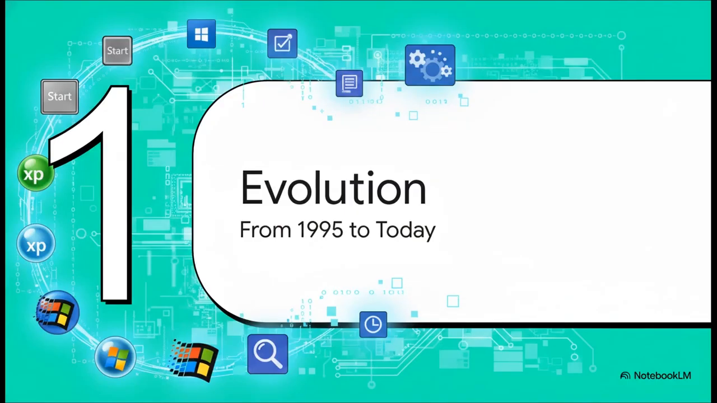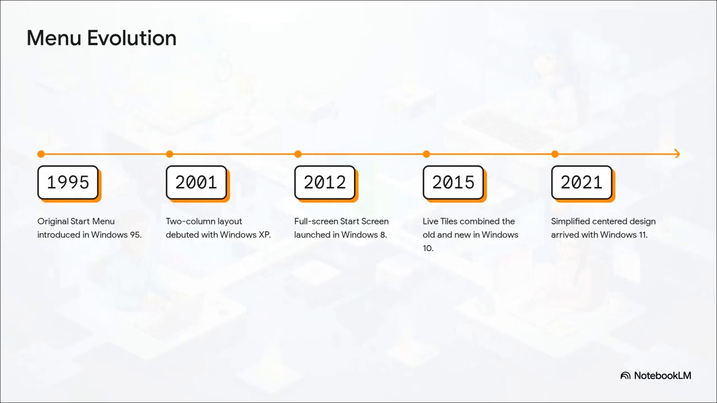Okay, Section 1. The evolution of the Start menu from 1995 to today. It's honestly incredible to see how this thing evolved. I mean, it started out as this super basic pop-up list way back in 1995 with Windows 95. Then, remember that famous two-column layout in Windows XP?